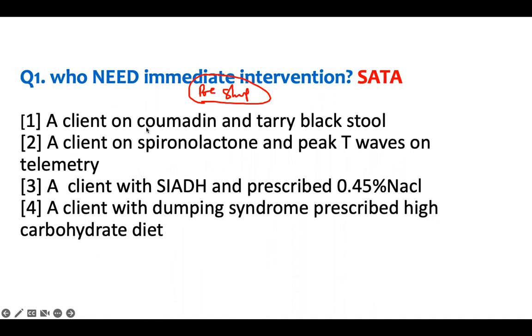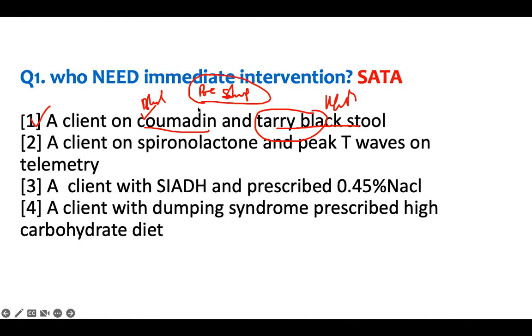Here they said a client on Coumadin and a tarry black stool. Coumadin, what is the problem with Coumadin? Bleeding. The patient has tarry black stool. This is not normal. That is upper GI bleed. So this patient needs to be seen. His bleeding will go into shock. That's part of the B sharp.